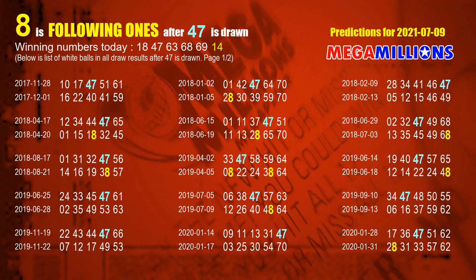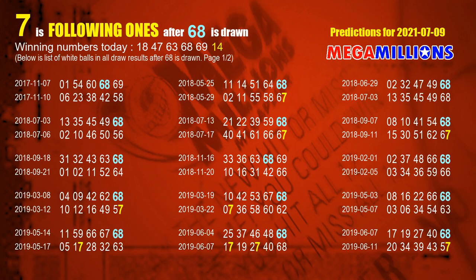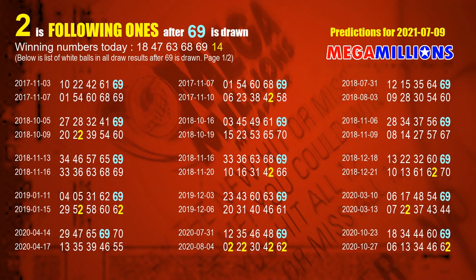The second white ball is 47. The most frequently following units digit is 8, when 47 is the winning number in last draw. The third white ball is 63. The most frequently following units digit is 0, when 63 is the winning number in last draw. The fourth white ball is 68. The most frequently following units digit is 7, when 68 is the winning number in last draw. The fifth white ball is 69. The most frequently following units digit is 2, when 69 is the winning number in last draw.